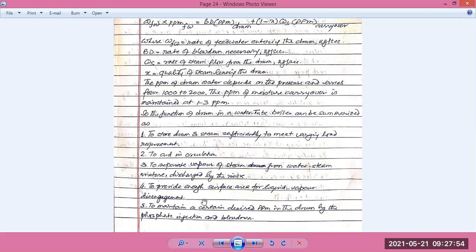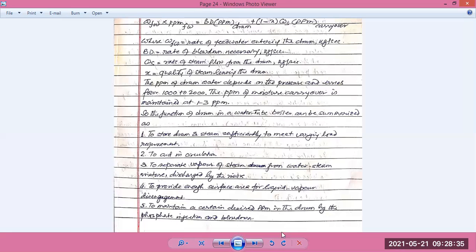To be segregated separately, to maintain a certain desired ppm in the drum by phosphate injection and blowdown. So there are different types of phosphates we can inject so that they react with the drum water and make a slag which can easily be blown out. So this is to maintain a certain desired ppm in the drum itself, because incoming water may have a ppm of around 1000 to 2000 ppm, but the outgoing steam should have a maximum of 1 to 3 ppm, so almost nothing at all.